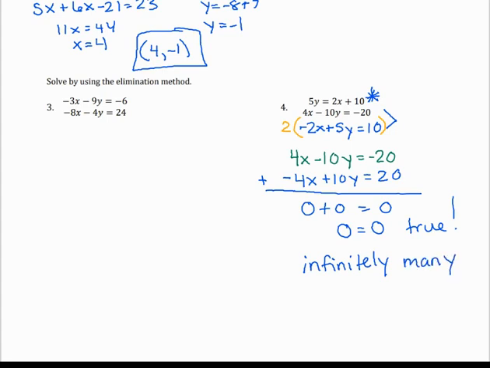If it was a false statement, so 0 equals 9, then we would have no solution. And if only one variable cancels out, then you continue to solve and you actually solve for x and y and get your ordered pair. So you try number 3, again, making sure to use the elimination method.